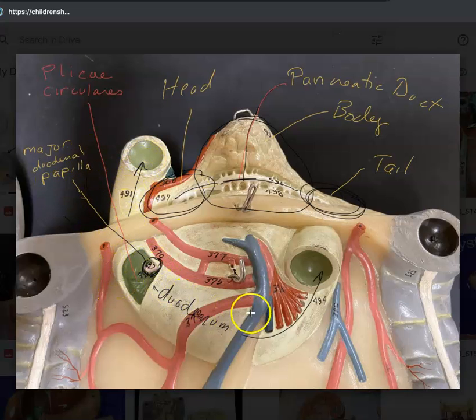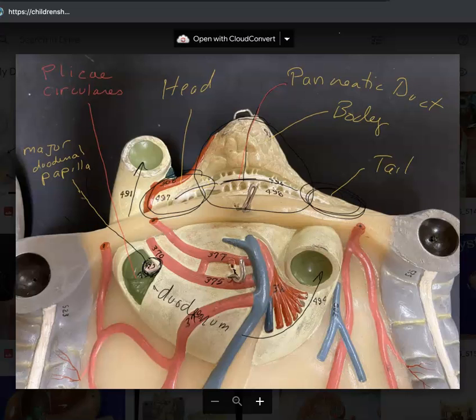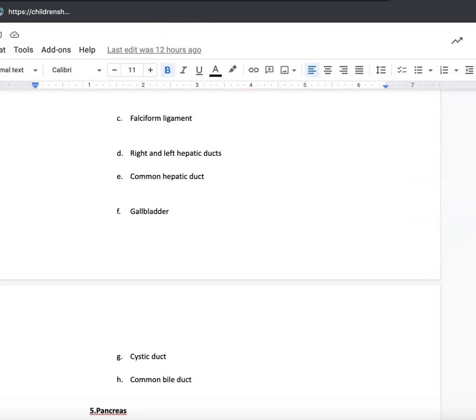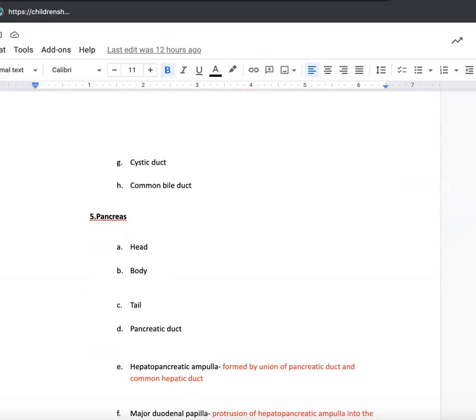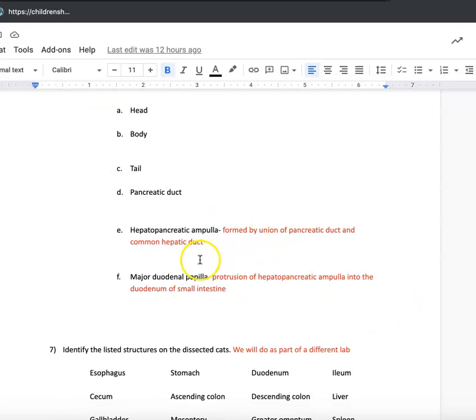So this area here, we've gone over this in another video, is the duodenum. Okay. Now, you've got two terms, the major duodenal papilla. Let me find these so I can get you through them. Okay. You've got the major duodenal papilla and the hepatopancreatic ampulla. Okay. So the papilla you can see relatively easily, and I'll show you that. What you can't see on the models, but you need to know what it is, is the hepatopancreatic ampulla.